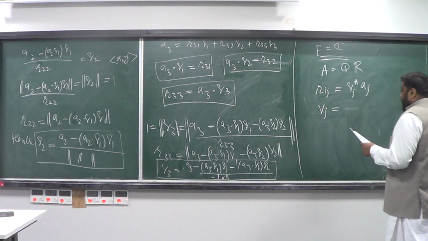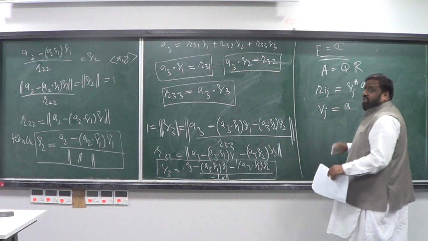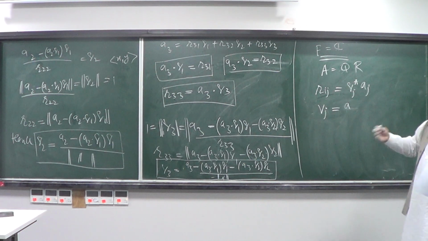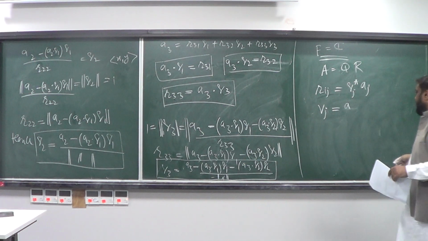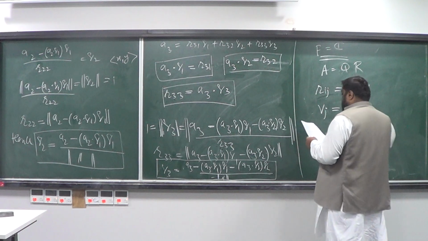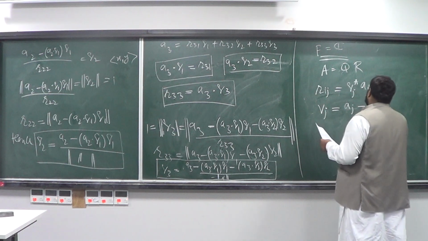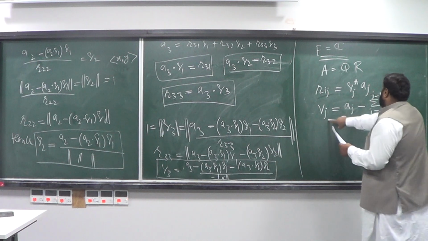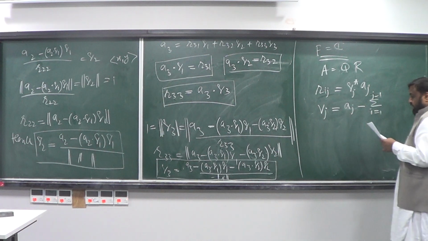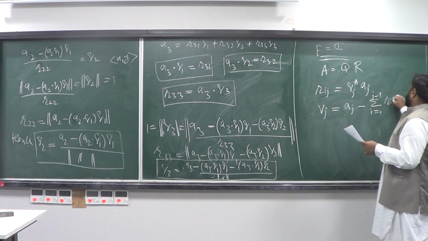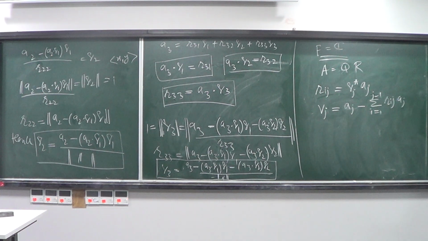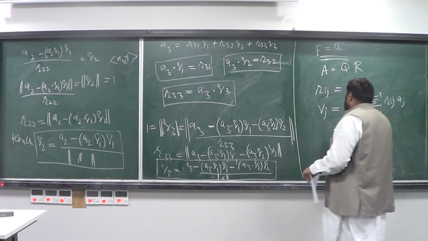Vector vj is really what we call this orthogonal, the Schmidt process of orthonormalization actually. So aj minus the sum from i equal to 1 to j minus 1. So if you have j, you will go up to j minus 1 of rij qi. Okay, so these are the two ways.